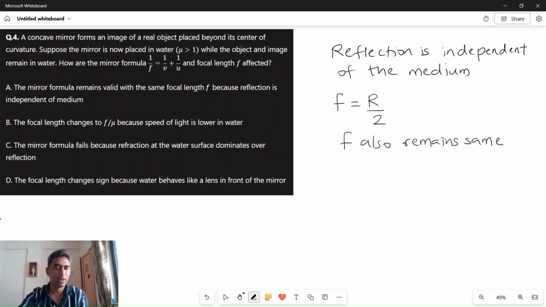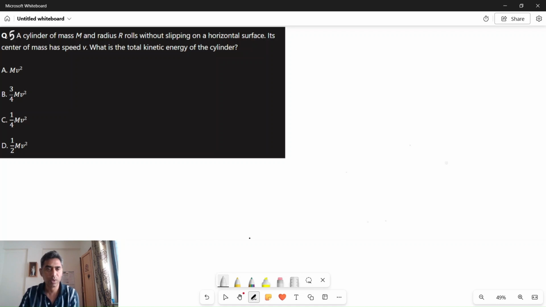So the option will be: mirror formula remains valid with the same focal length because reflection is independent of medium. This is correct. Option A is correct. Other options, focal length changes or mirror formula fails, are wrong because no focal length changes. A is the correct option. Again, this is a conceptual question, concept based question. Okay, let's take the fifth question. We'll take the last question today.